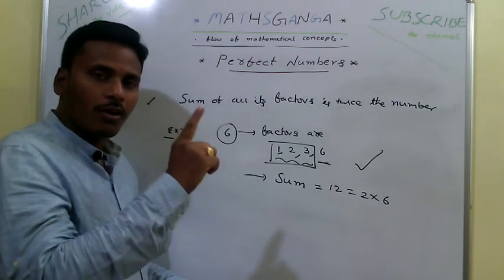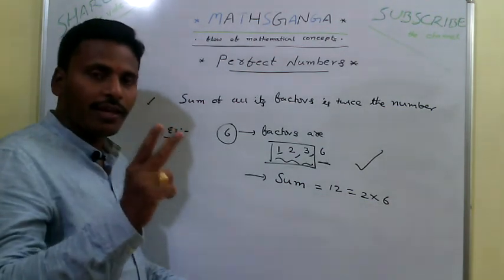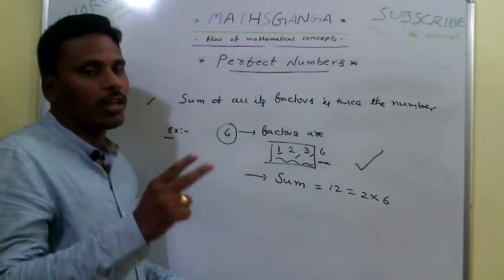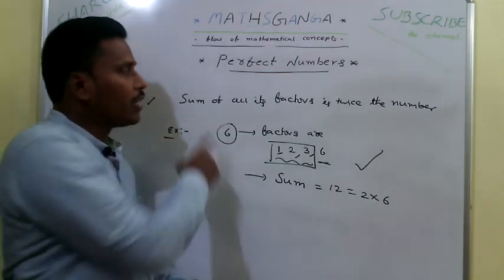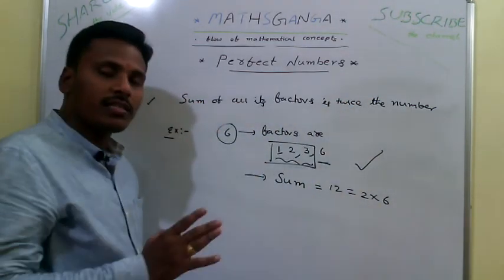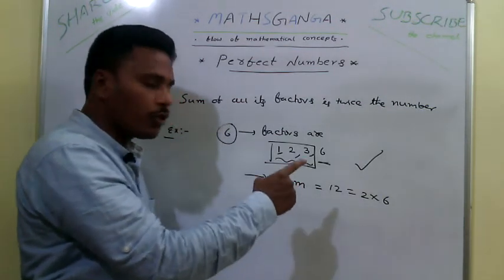So a perfect number is defined in different ways. In one way, the sum of all the proper factors is the number itself. In the other way, the sum of all the factors excluding the number itself is equal to the number. And the third way, the sum of all its factors is twice the number. For example, for 6, the sum of all the factors is 12, which is 2 into 6.